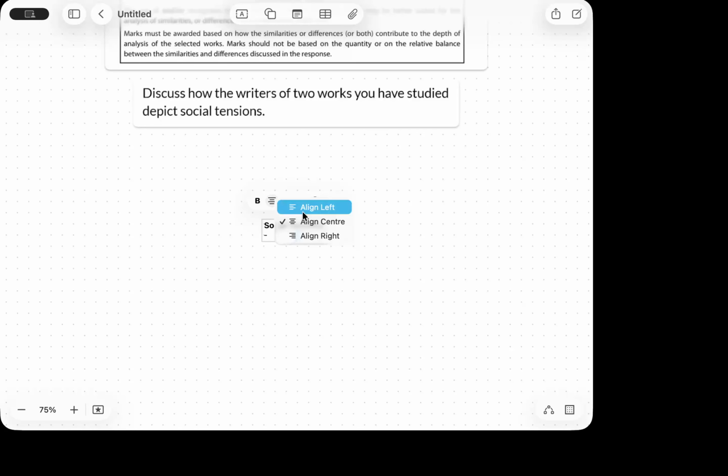The first thing is probably power dynamic, and this can be between... I'm obviously only coming up with this in terms of my works. So, The Crucible by Arthur Miller and Doubt by John Patrick Shanley. Okay, that's my two works.